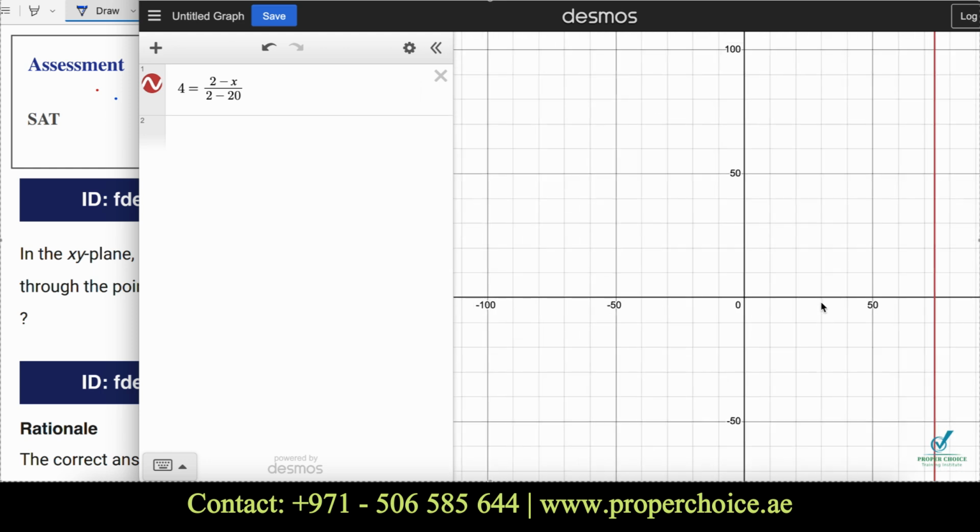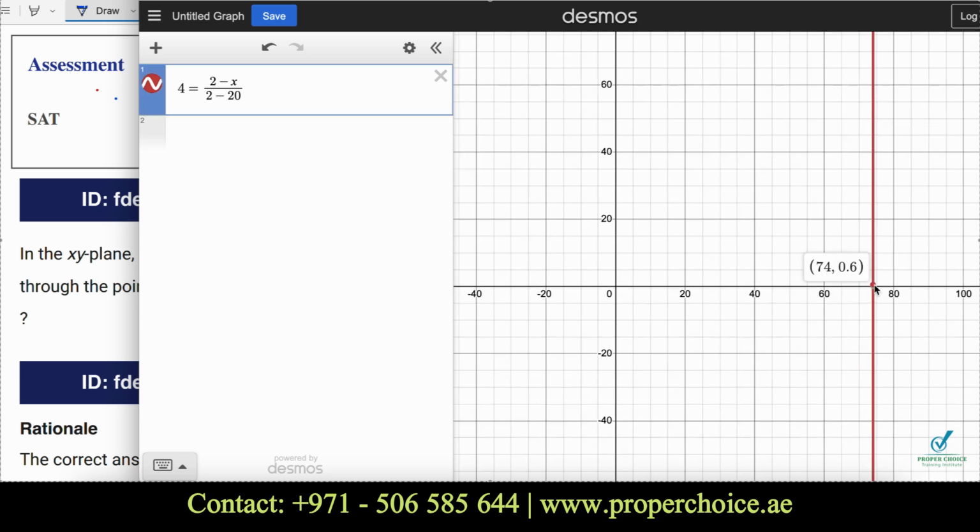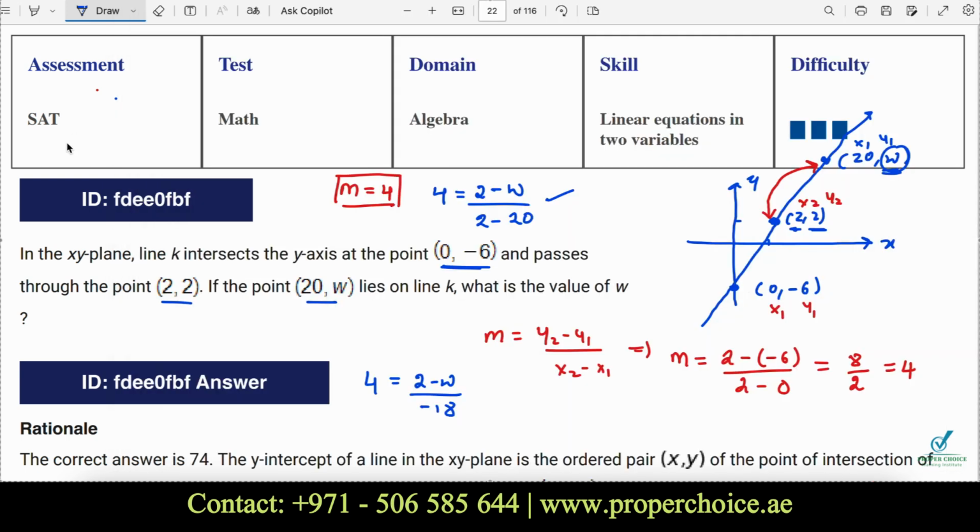Zoom in, zoom out, whichever you like, you need to see this line. So what is this line representing? 74. So this line is representing the x value as 74. So the unknown, which is the w value that we are finding here, is going to be 74, and that's how you're going to find it.